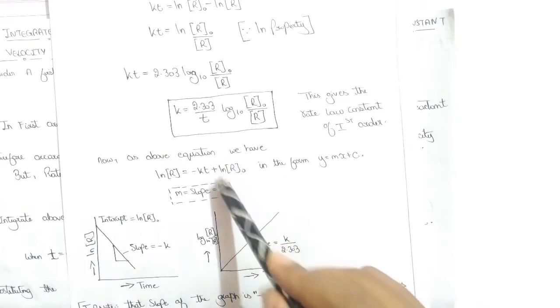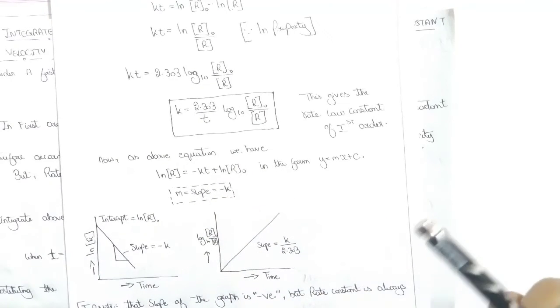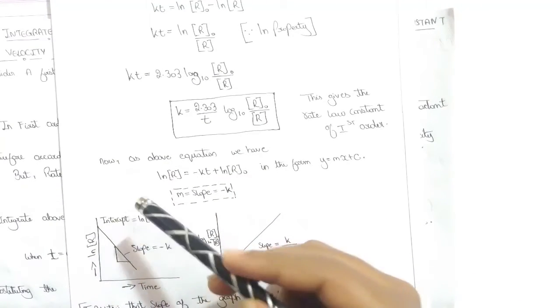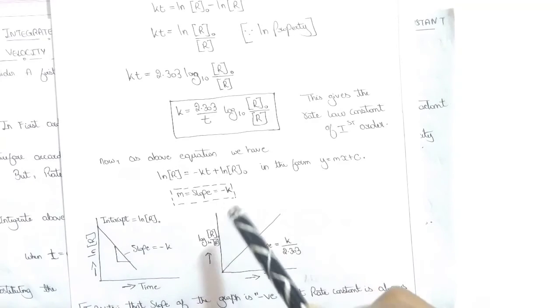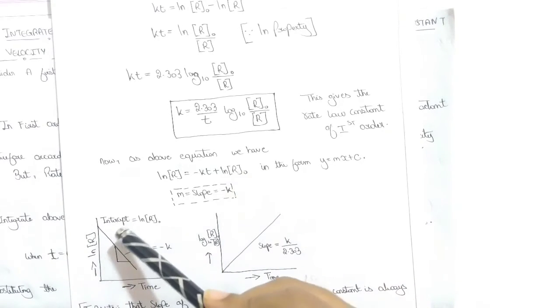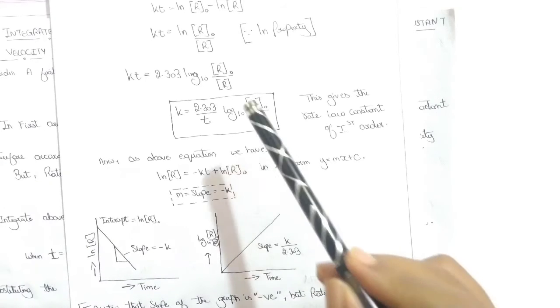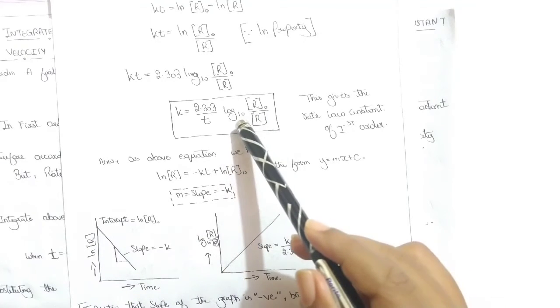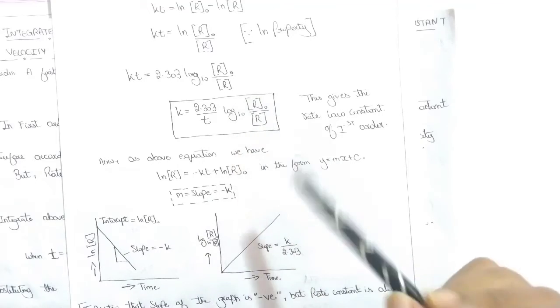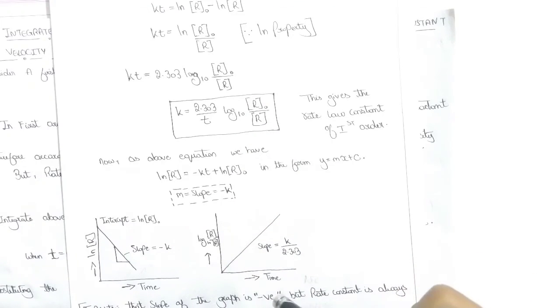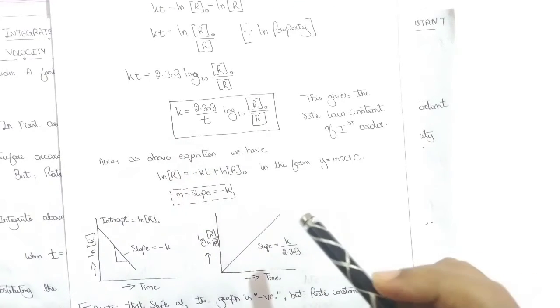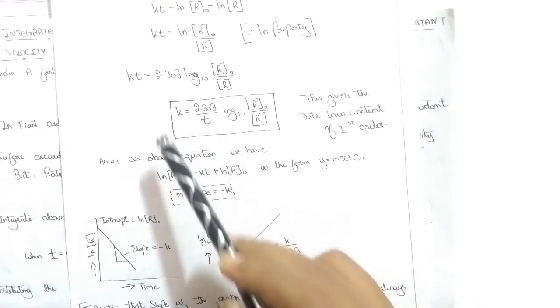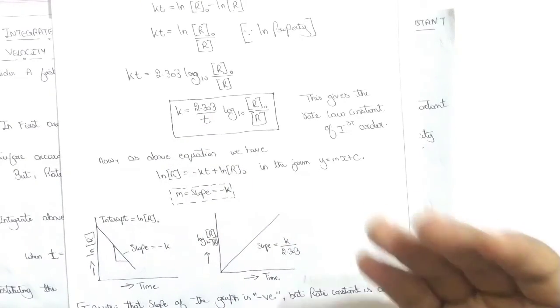And this term represents the intercept on the y axis, which is ln R0. Now this is ln R with respect to time. From this we can also plot log to the base 10 of R with respect to time, which gives the slope as minus k divided by 2.303.